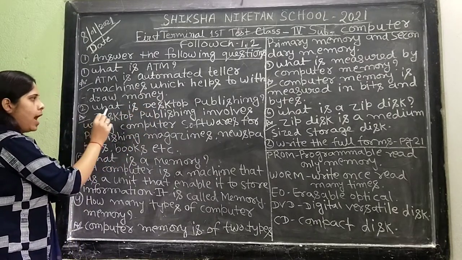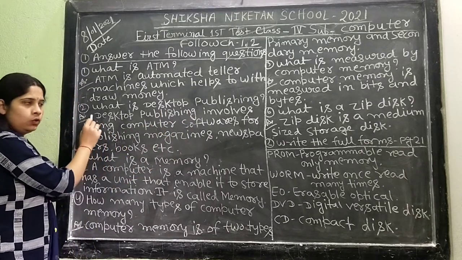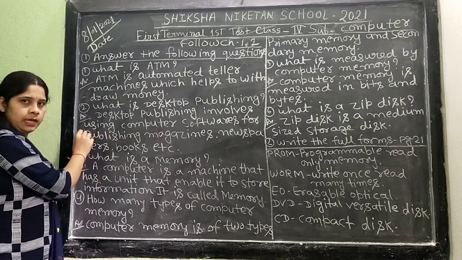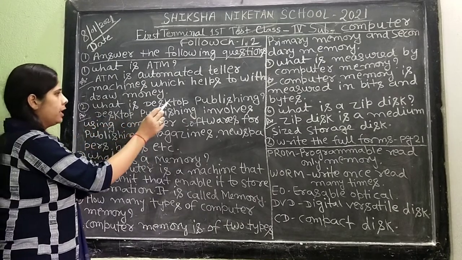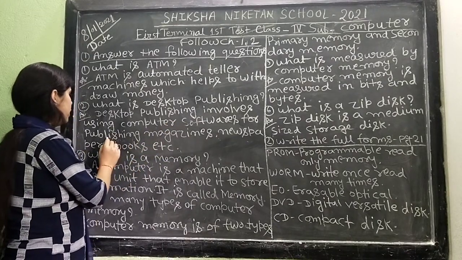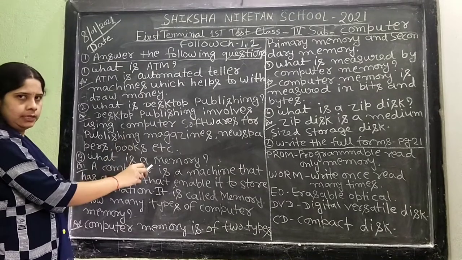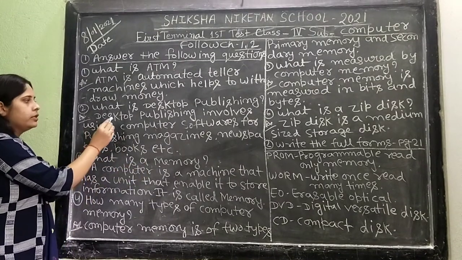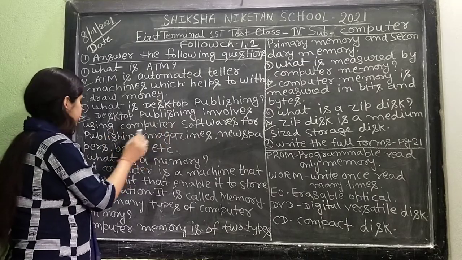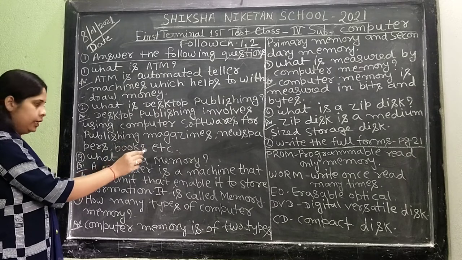Question number 2. What is desktop publishing? Answer: desktop publishing involves using computer software for publishing magazines, newspapers, books, etc.